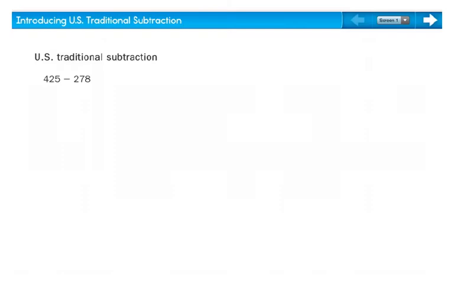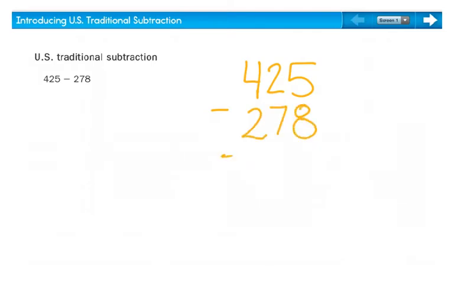Let's try one more before we move into our math journal. I'm going to line this up so that it's easier to subtract. So go ahead and write the larger number on top, 425. We're going to subtract 278 from it. Can I take 5 minus 8? No. So I'm going to go right next door and borrow 1 from that 2 and make it 1. Put those 10 in front of the 5 to make 15. 15 minus 8 is 7.